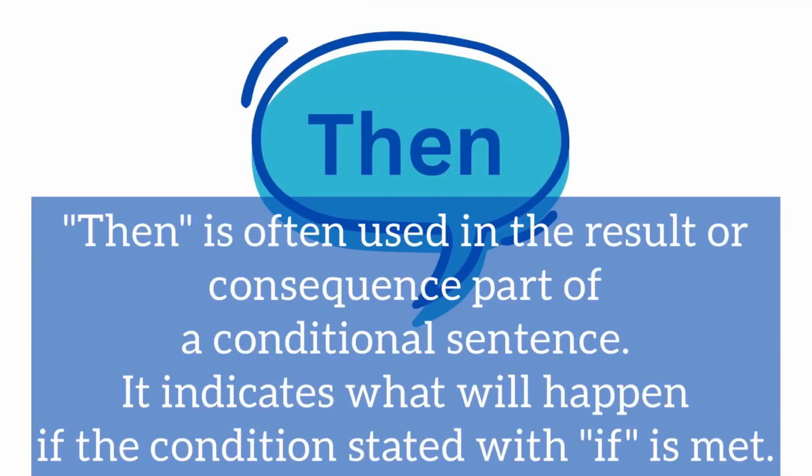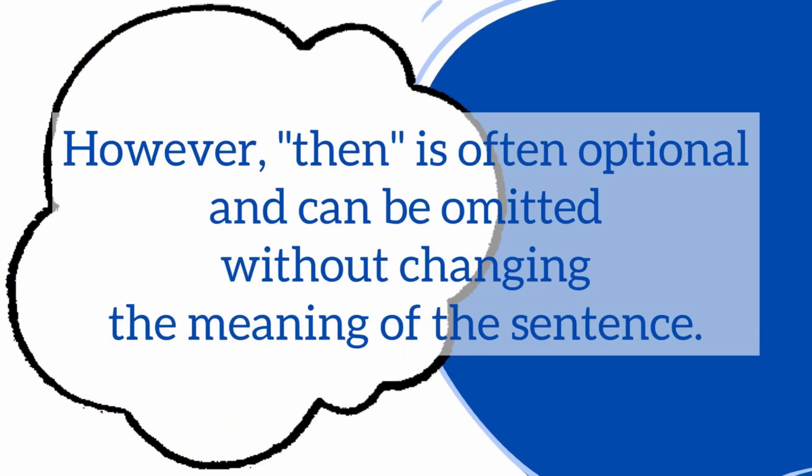Then is often used in the result or consequence part of a conditional sentence. It indicates what will happen if the condition stated with if is met. However, then is often optional and can be omitted without changing the meaning of the sentence.